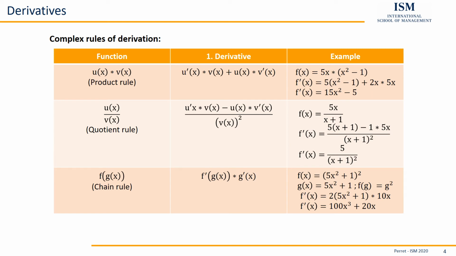Then in the parentheses, again, the inside function 5x squared plus 1 times the derivative of the inside function, which is the 10x. This gives in total, as a derivative, 100x^3 plus 20x. So this much for the chain rule.